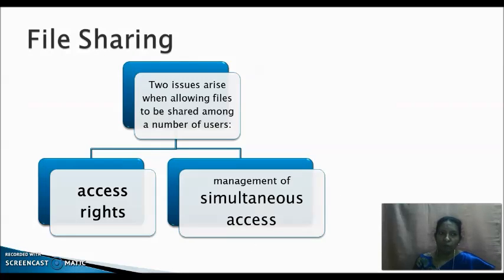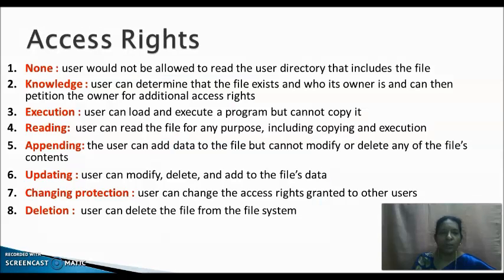When we talk about files, we have to talk about file sharing also. When we share a file, we face two issues. One is access rights and the other is simultaneous access. Access right means we are giving some permission to the user. We have so many access rights for a file. One is none, second is knowledge, third is execution, then reading, appending, updating, changing protection, and deletion.